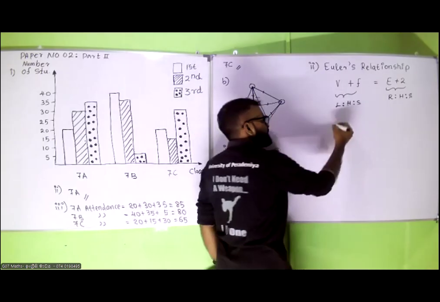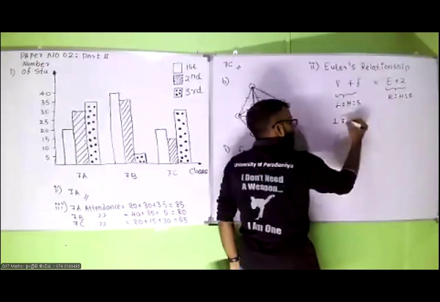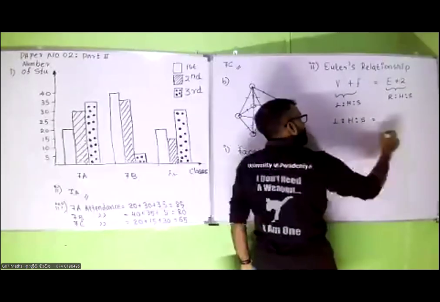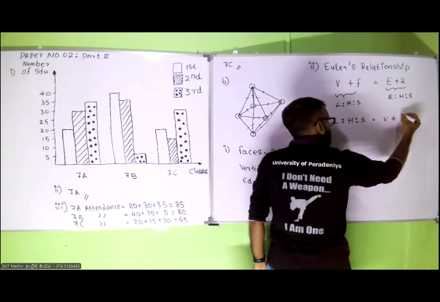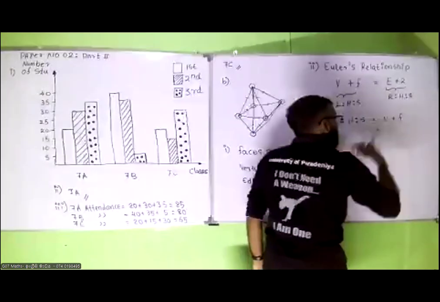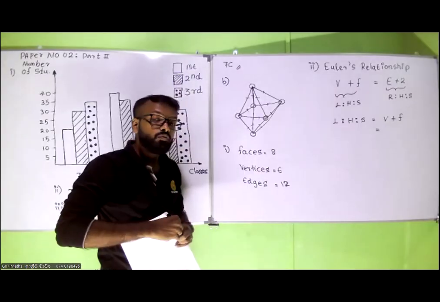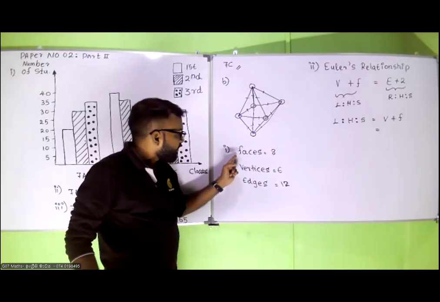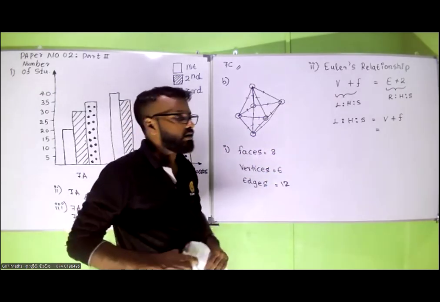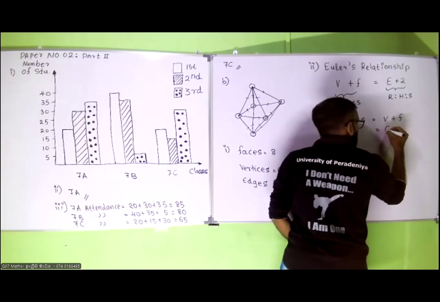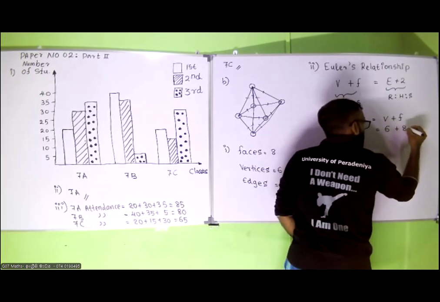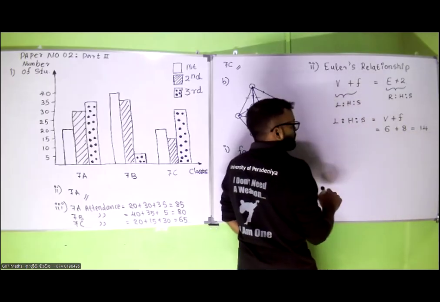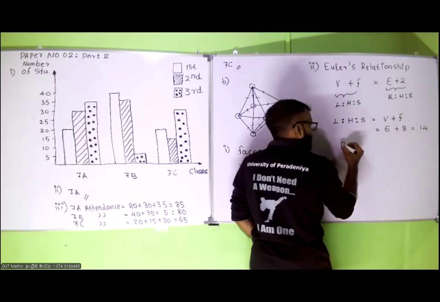So I will take my LHS, left hand side. What do we have in my left hand side? V plus F. What are the values for V plus F? V is 6, and F means faces, 8. So 6 plus 8, I can substitute and add them together. It will give me 14. LHS equals 14.